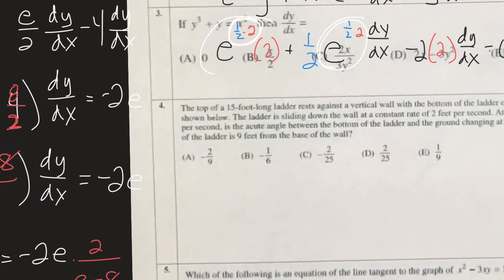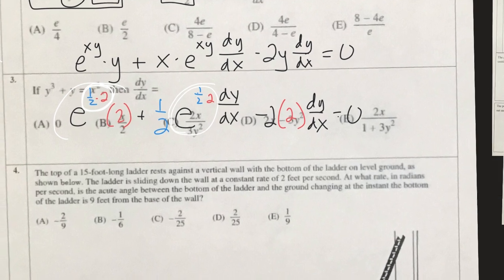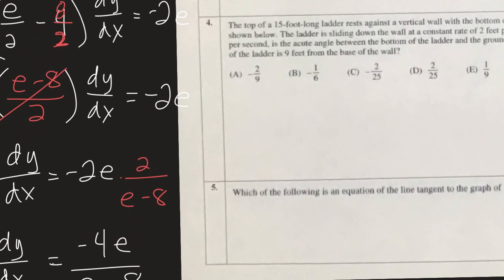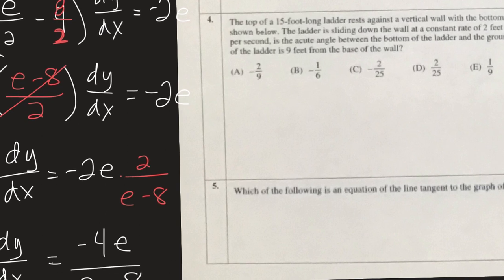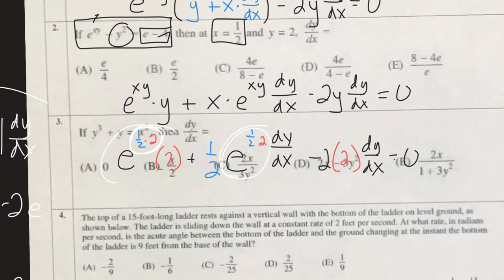So let's see, is that an option? 8 minus 4e? 4e over 8 minus e? So 4e over 8 minus e looks similar to this, right? 4e over 8 minus e. The only difference is now the negative has been moved to the bottom. So these two are mathematically equivalent. So this is going to be our right answer.